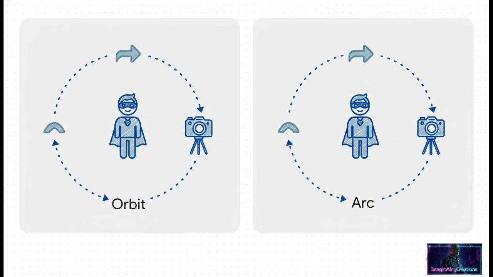A 360-degree orbit is the ultimate hero shot, right? But a slow cinematic arc is just a piece of that circle. It's more of a graceful, sweeping reveal that adds elegance without being quite so dramatic.